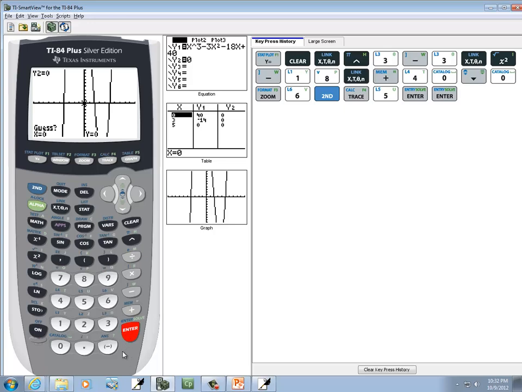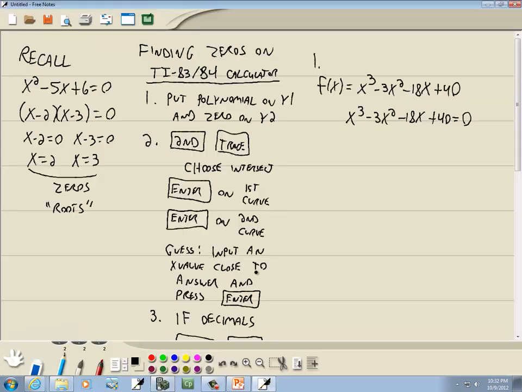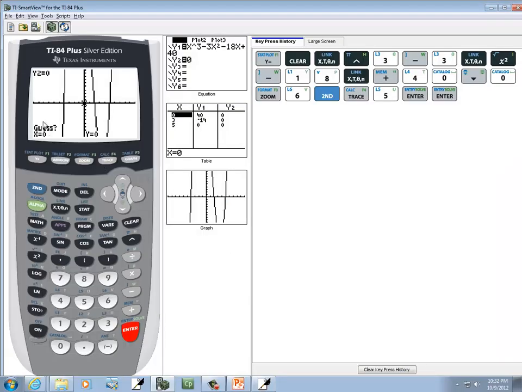Now if you haven't been able to go past first curve or second curve, it probably means that you don't have 0 on y2. So go back to y equals, put 0 on y2, and then continue the process. Now you notice it says guess. It says input an x value close to your answer and press enter. Well, our first answer looks like negative 4 maybe. So let me put in negative 5. The negative is the one in the very bottom row. So do negative 5, and I'll press enter. And it tells us our first answer is x equals negative 4.